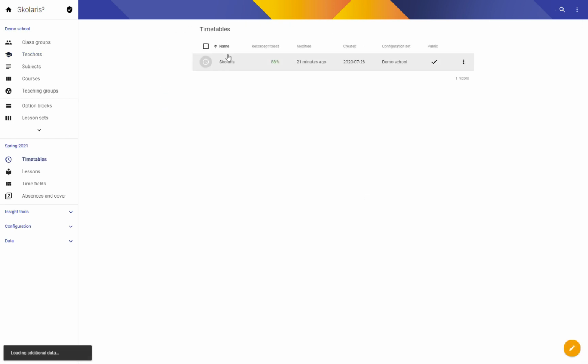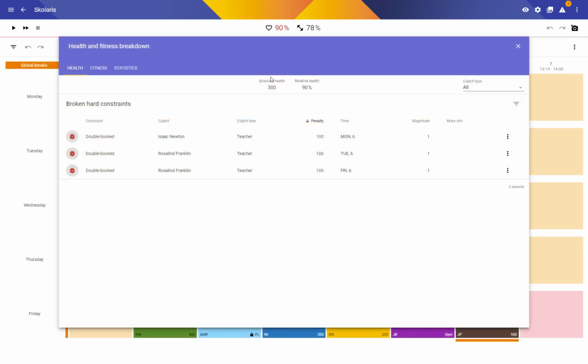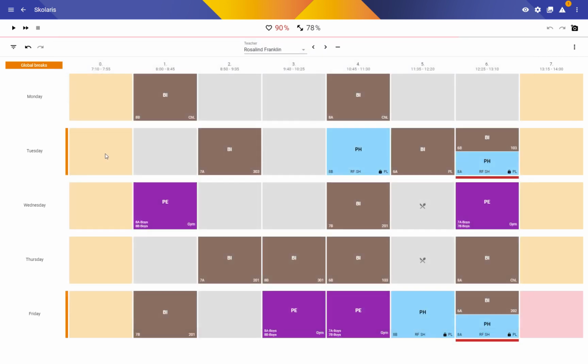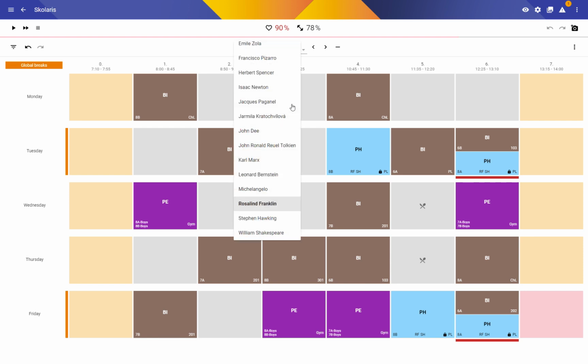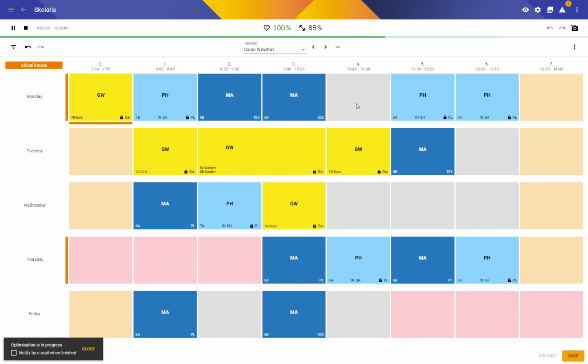Let's head over to our timetable and let's see what's going to happen without Stephen. So we can see our timetable is no longer feasible. There are some double bookings because lessons were added to Franklin and Newton. And I think without further ado, let's run the optimization, see what happens. Okay, so that was easy.